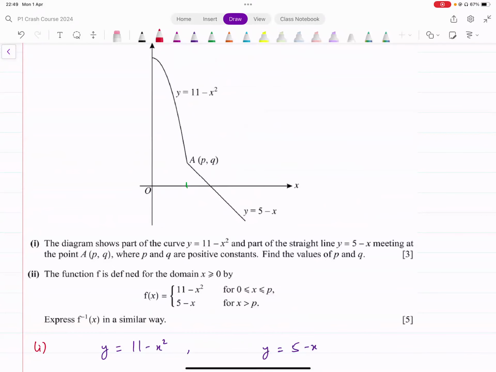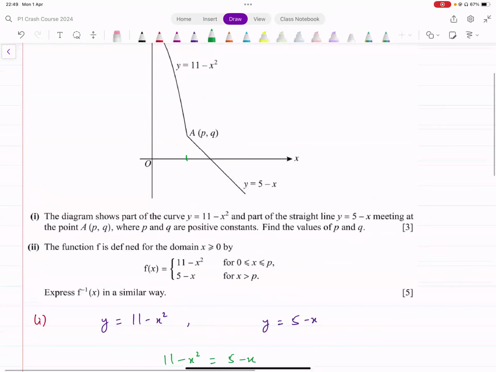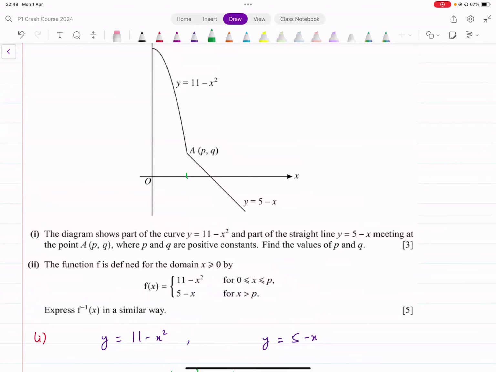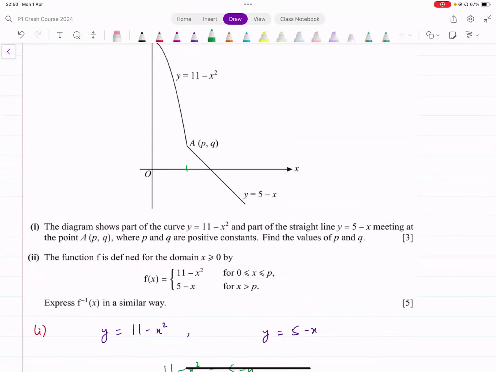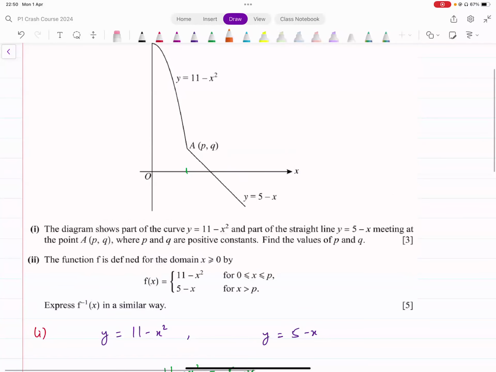Now it says the function f is defined for the domain x greater than or equal to 0 by this thing. So there's a function of x that's defined like this: f of x is equal to 11 minus x squared for x between 0 and p, and 5 minus x for x greater than p. Now it's a single function and it's defined using two separate expressions. Now we already know the values of p and q. So what we can do is write down the domain of this function like this.